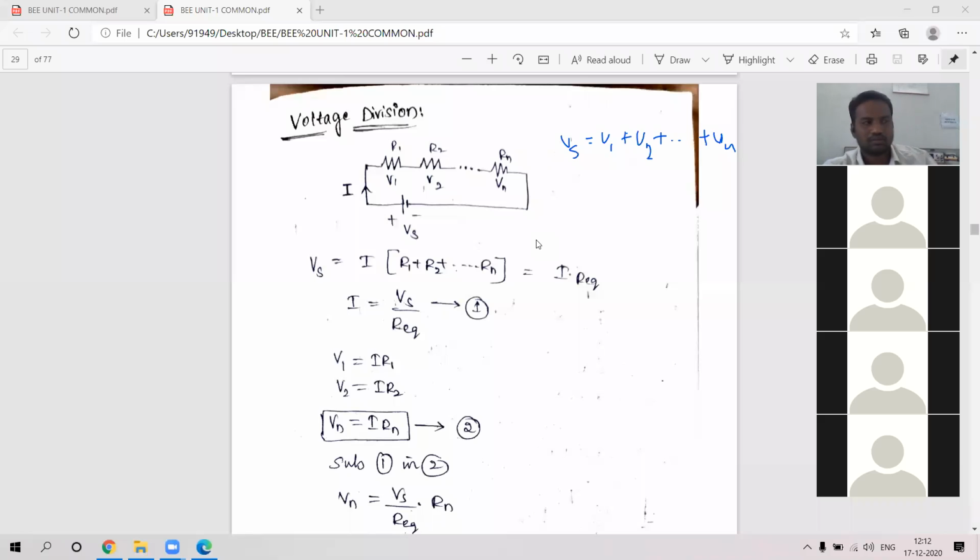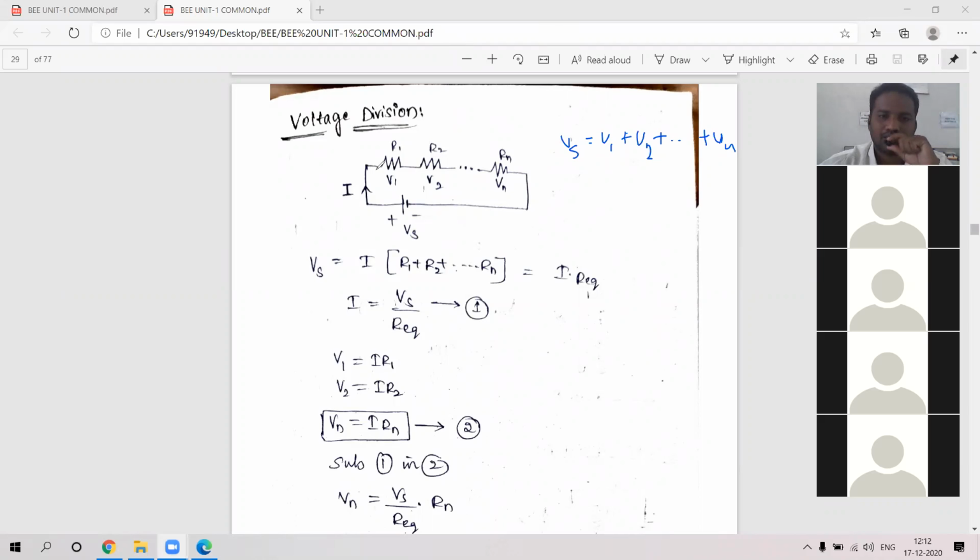Okay, we will see voltage division now. Two more formulas we are going to see today: one is voltage division, another one is current division. How does voltage divide? We know that voltage divides in series connection only. How does it divide? Let me go.